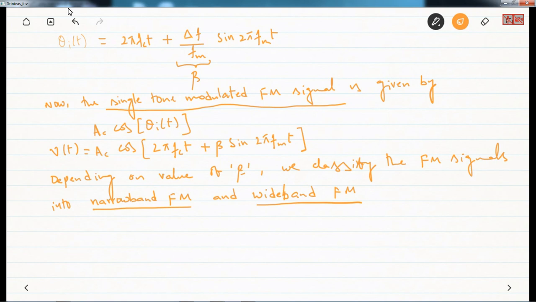So what did we get? The single tone modulated FM signal equation is this. This is given by Ac cos 2 pi Fc t plus beta into sin 2 pi Fm t, where beta is delta F by Fm and delta F is Kf into Am, right? And now, what is the importance of this beta? If beta is very small, less than 1 radian, then we call it a narrowband FM, and when beta is very high, we call it a wideband FM.